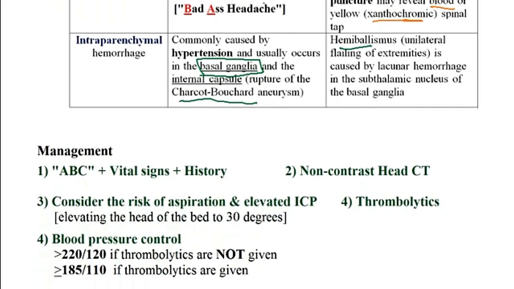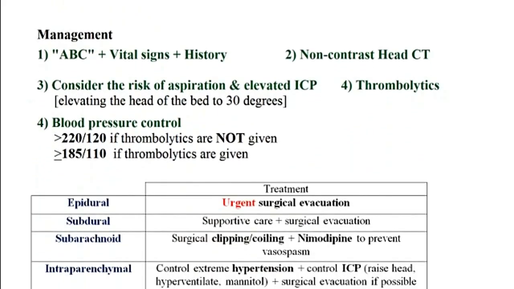Now, as for the management of hemorrhagic stroke or hematoma, what you will have to do is first check ABC, so airway, breathing, and circulation, check vital signs, and if possible obtain some history from people who are around or maybe even from the patient. Then you will have to order a non-contrast head CT. So it's important that you order non-contrast. You shouldn't order it with contrast. If you add contrast to the CT scan, then the contrast dye can interfere with the visualization of the blood. So in order to differentiate between ischemic stroke and hemorrhagic stroke, it's important that you order non-contrast head CT.